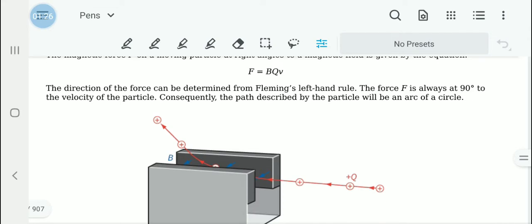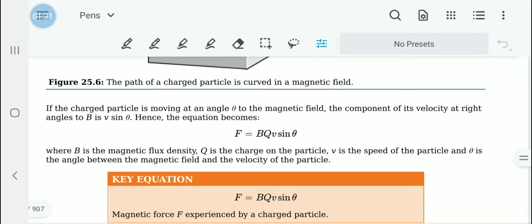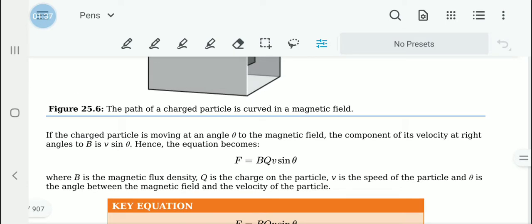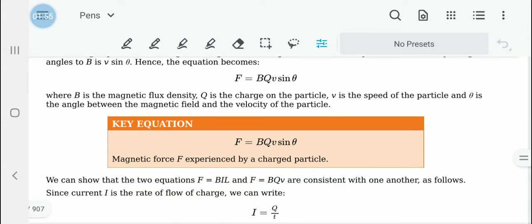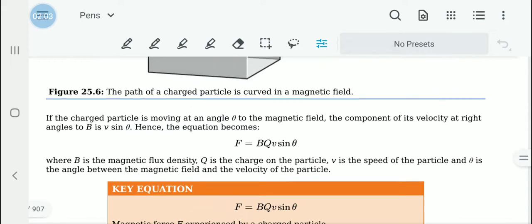But if it is not traveling at right angles, we can still find the force using the sine rule: BQV sine theta, if it is moving at an angle theta to the magnetic field. We have to measure the angle theta between the magnetic field and the path of the charged particle. If it is at right angles, we can simply take it as BQV, but if it has an angle, then it would be BQV sine theta.